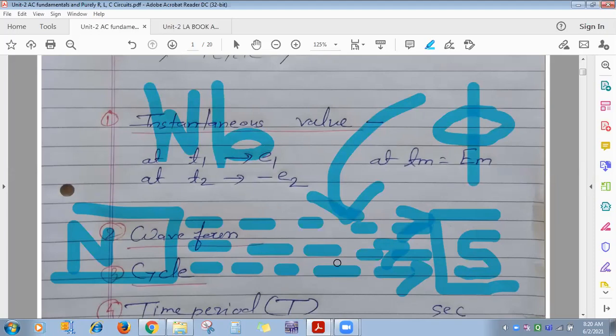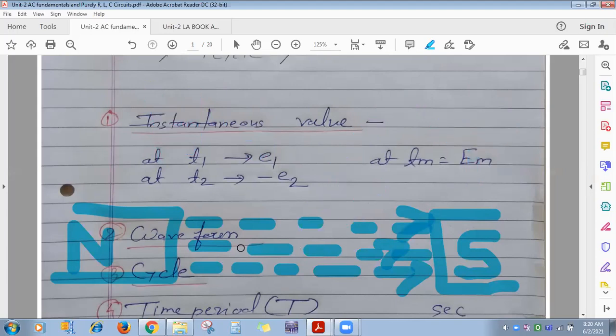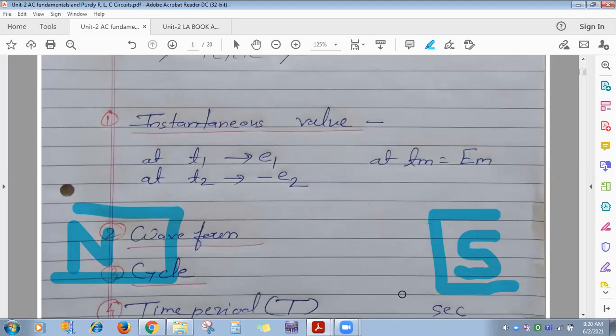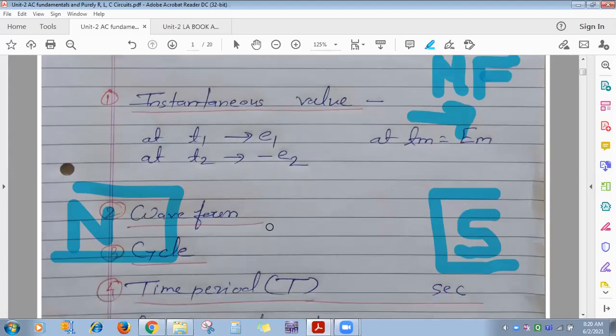So a magnetic field is there between the north and south pole. We cannot see it physically, but it is there. Its existence you can test. So consider that from north to south pole, a magnetic field is there. This is the direction of the magnetic field. Now in this magnetic field, we are going to put one copper coil like this.